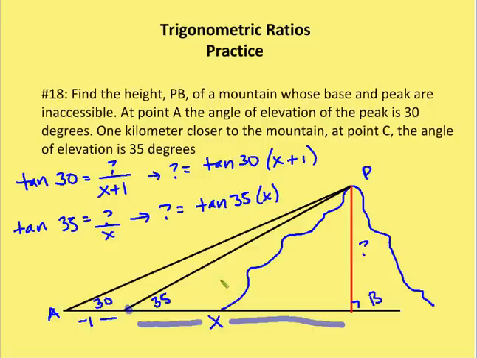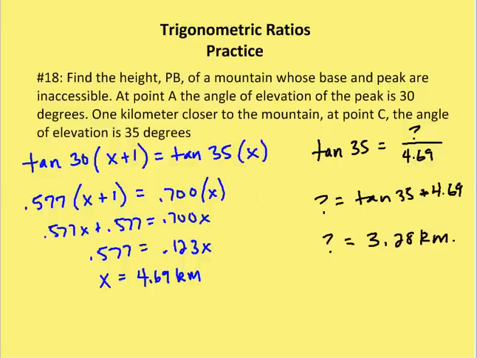Similarly, we have the tangent of 35 degrees is equal to the question mark over x. And now we're going to use our calculators to figure out the value for x. So I say the tangent of 30 degrees is equal to 0.577 times x plus 1, which is equal to tangent of 35 degrees times x, or 0.7 times x. That gives me 0.577x plus 0.577, which is equal to 0.7x. We solve for x and we get x is equal to 4.69 kilometers.